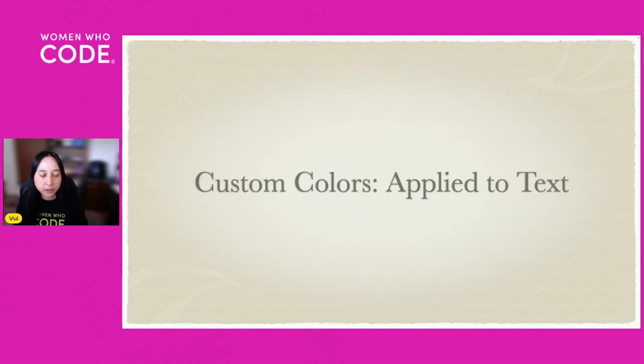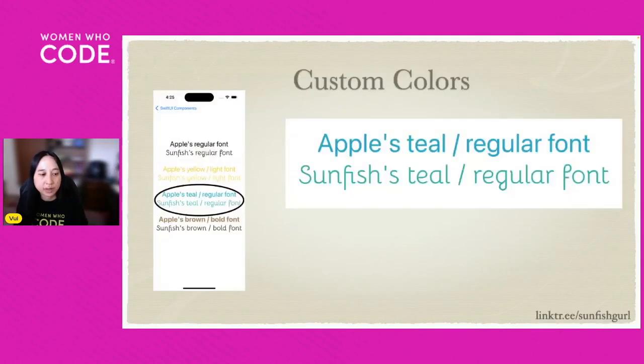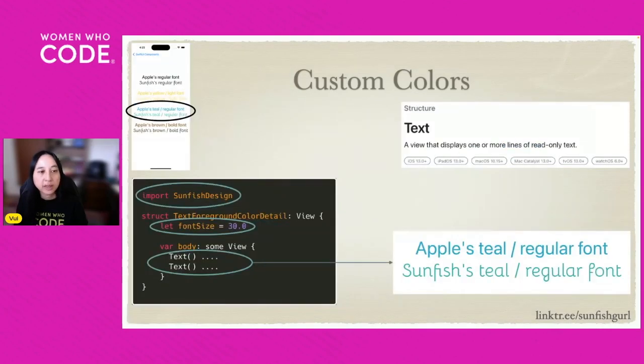Next, we'll discuss how to create custom colors that we can apply to text. As you recall from the demo, we want to be able to display custom colors on text like you see here. And once again, you start by importing the Swift package that you want to use. And this is where I add the code to display the two different text boxes that you see. And again, I create a variable called font size so I can use it throughout this view.